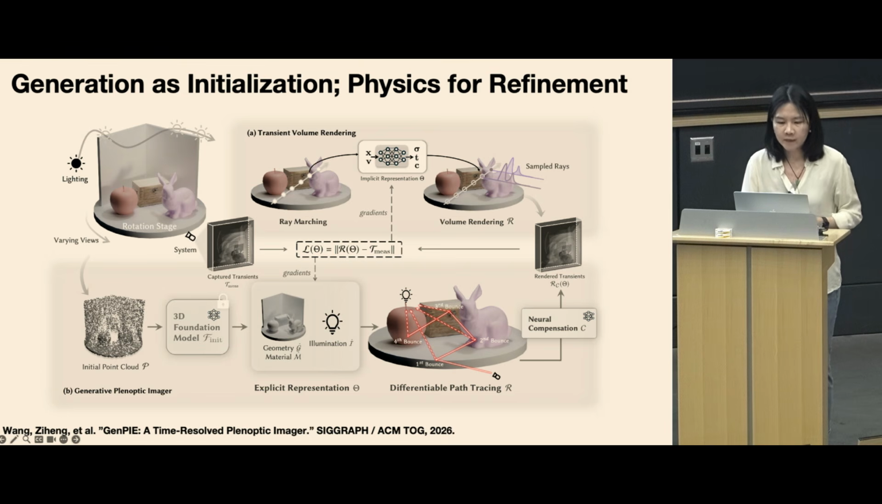So we start by measuring the point clouds of the scene and use a 3D foundation model to complete the geometry. To make the light transport physically consistent with measurements, we apply differentiable transient path tracing. So this enforces the generation to be physically consistent with the actual measurements.